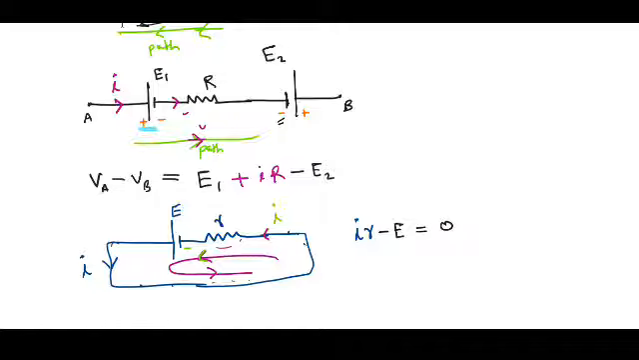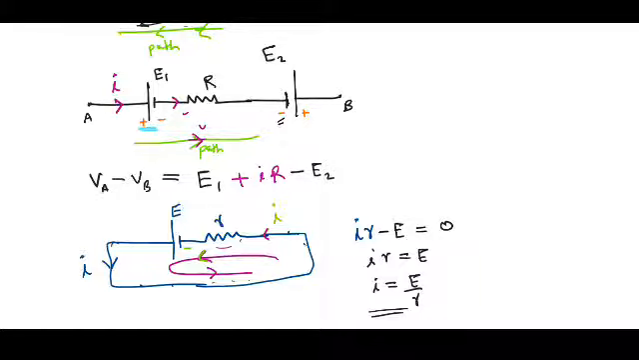Then if I want to find out the current, then we can write IR is equal to E, then I is equal to E by R. Okay. For the same circuit, you can find out the current by choosing the path in the opposite direction.